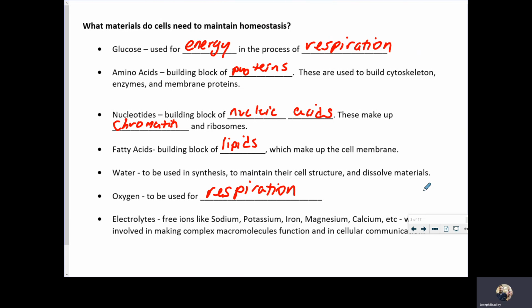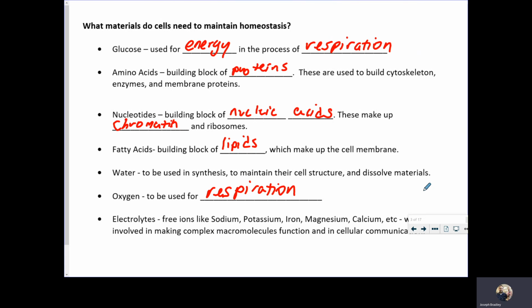So eating, you're going to get things like glucose, amino acids, nucleotides, fatty acids, and water. And you're going to do those things to get energy and to build things that you need to grow. So glucose is needed for energy in the process of respiration.